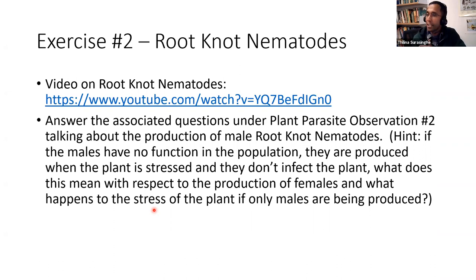And they don't parasitize, they just live around, right? Their mode of life is non-parasitic. And when the plant returns to healthy conditions, it could be because the plant is stressed because of the drought, then the female produces males only, right? And the males keep the progeny going on.